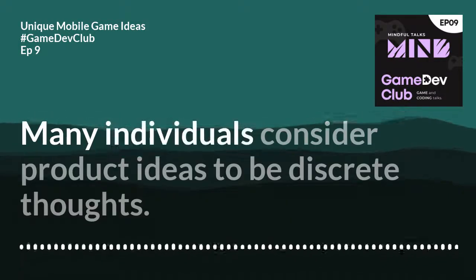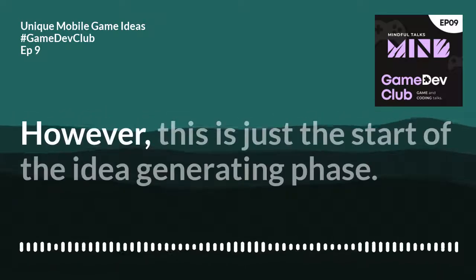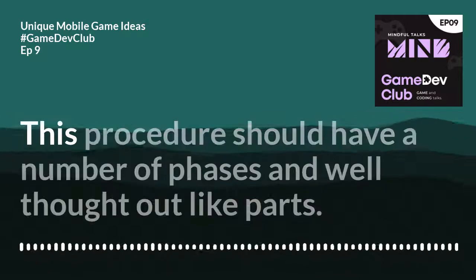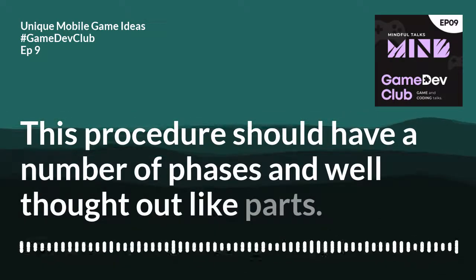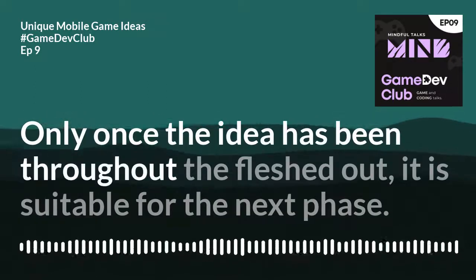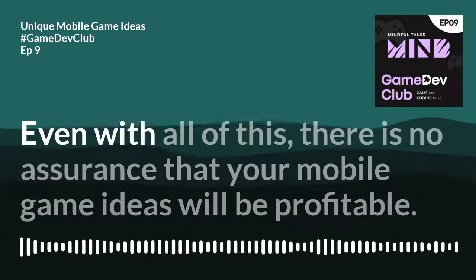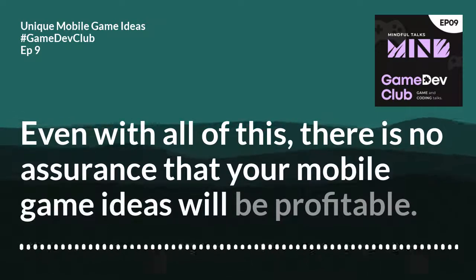Many individuals consider product ideas to be discrete thoughts. However, this is just the start of the idea generating phase. This procedure should have a number of phases and well thought out parts. Only once the idea has been thoroughly fleshed out is it suitable for the next phase. Even with all of this, there is no assurance that your mobile game ideas will be profitable.